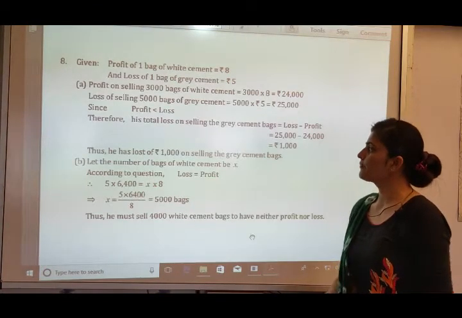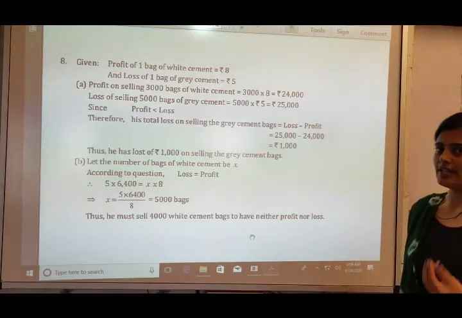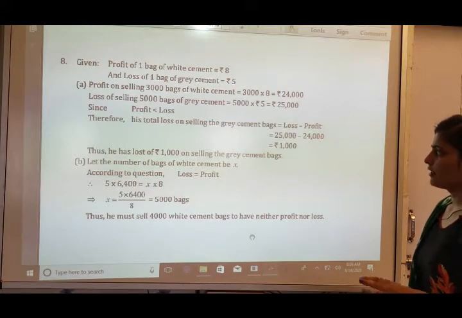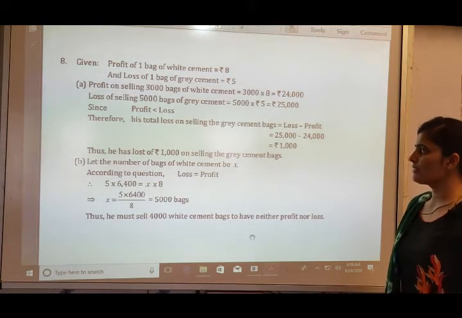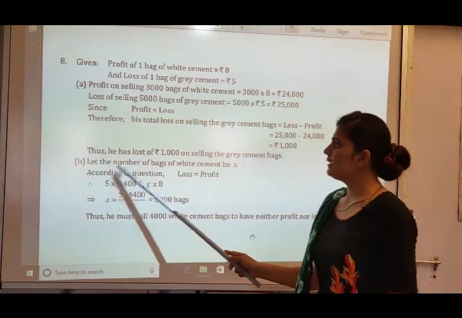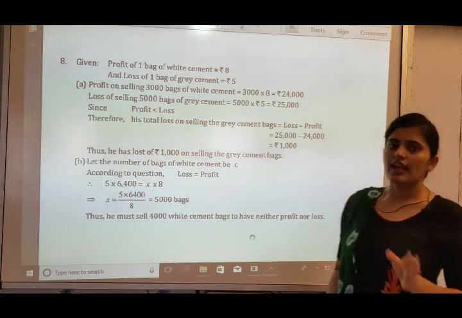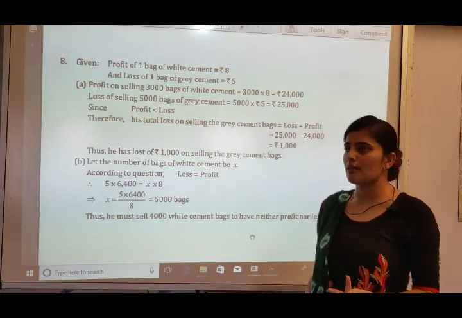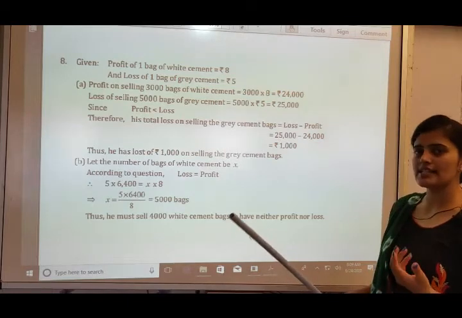Here you can see what is given. What we have to find out, given we know that the number of grey cement bags is given, and we have to find out the white cement bags. So let the number of white cement bags be X. X means we don't know what the number of white cement bags is. That we will suppose that it is X.